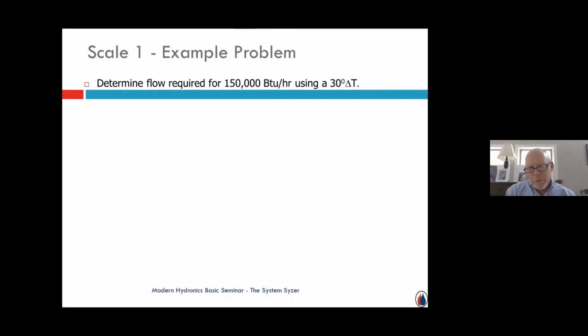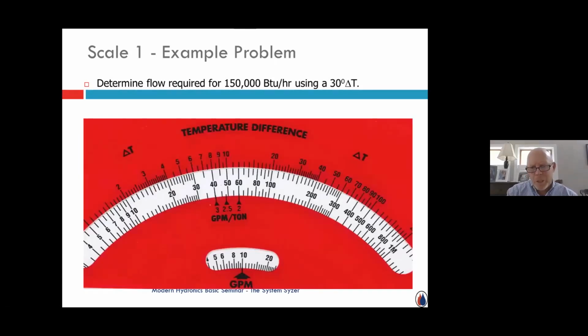Another question, again just a couple of quick examples to get used to the wheel, so you're able to use it again once you get it. Determine the flow required for 150,000 BTUs at a 30-degree delta T. It's just an exercise getting used to scale 1. Find the load, 150,000. Here's my 100, here's my 200, so right in the middle is my 150 opposite the 30. I'll see I need 10 gallons a minute to move 150,000 BTUs, which I just told you earlier I needed 10 gallons to move 100,000. So how can I do 150 with 10? Well, the answer is this: I'm allowing a bigger delta T, a 30-degree temperature drop.